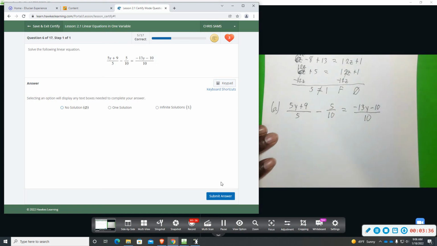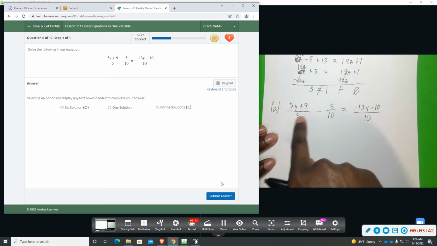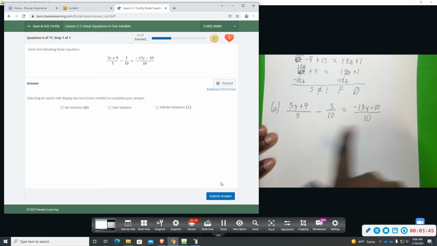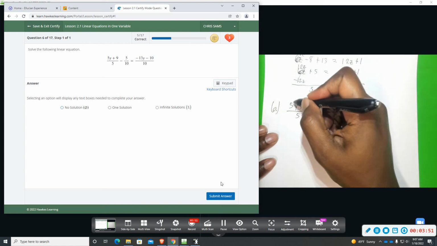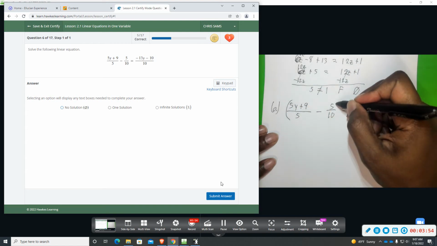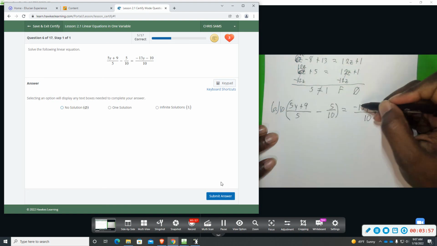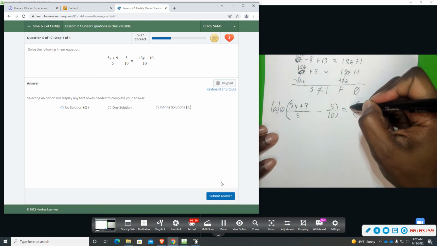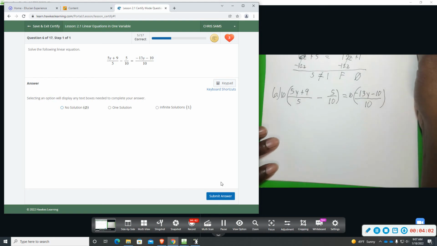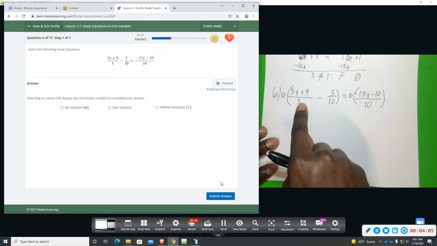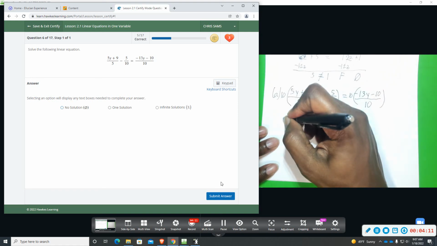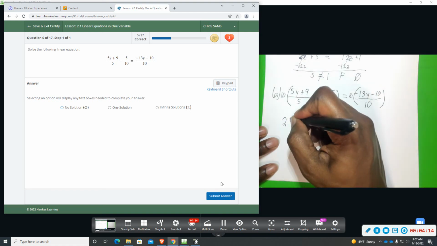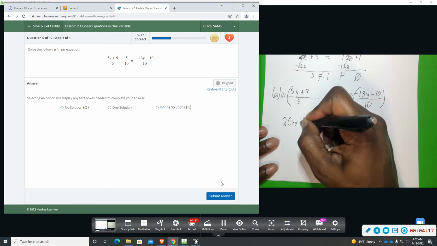Okay, so again, I want to get rid of fractions. I need to find a common denominator between 5 and 10. Well, I can multiply 5 times 2 and get 10, and then these will be the same. So what I'm going to do is just multiply everything by 10. So when I multiply by 10, what I'm really doing is dividing by 5. I'm getting rid of that 5. 10 divided by 5 is 2. So I'll get a factor of 2 here. And then I'm going to multiply by 5y plus 9.